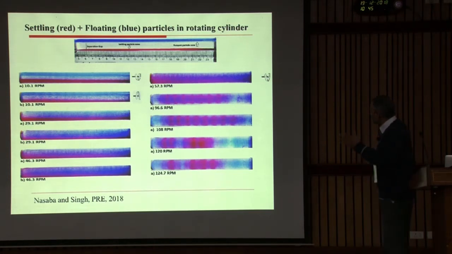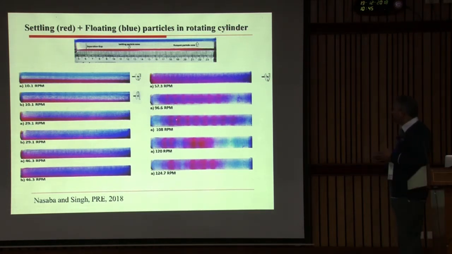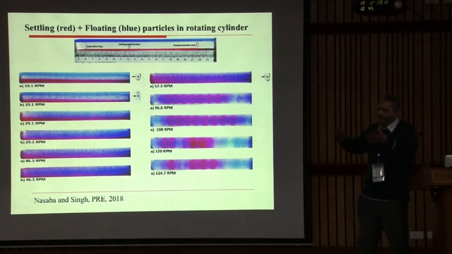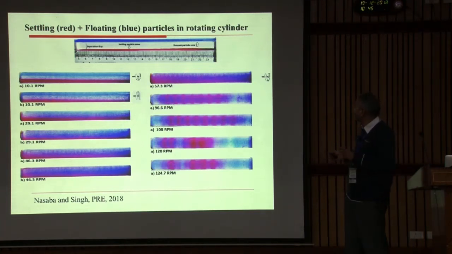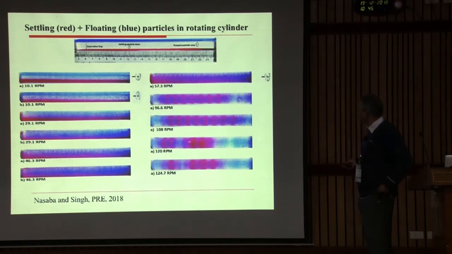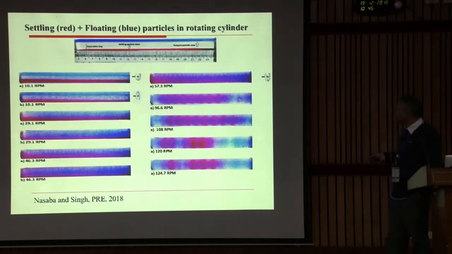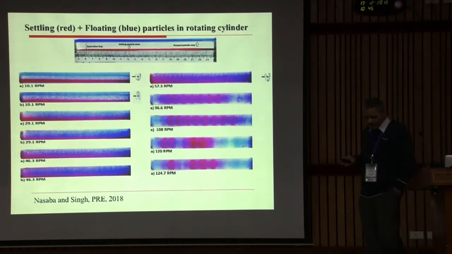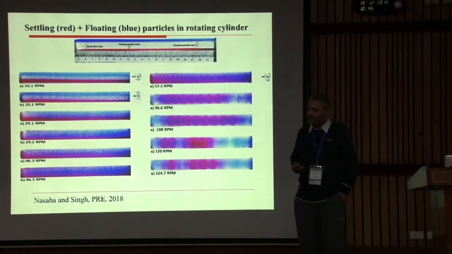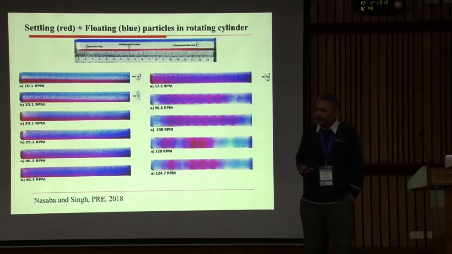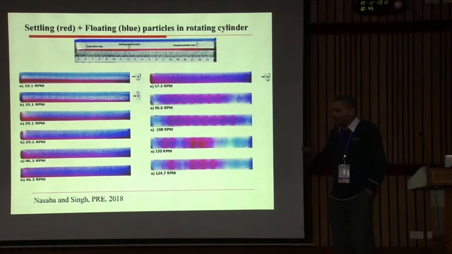Only when you have enough RPM, so that the settling particles go to the periphery of the cylinder, do you have enough room for the floating particles to form a band, but it is also not as clear as you have for the settling particles. So the gist is that if you mix settling particles into a suspension of floating particles, the floating particles will be more homogeneously dispersed in the system.